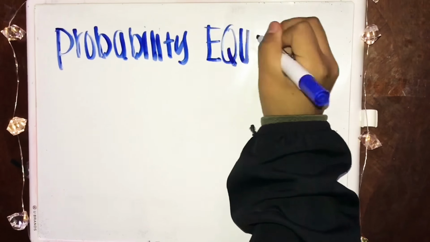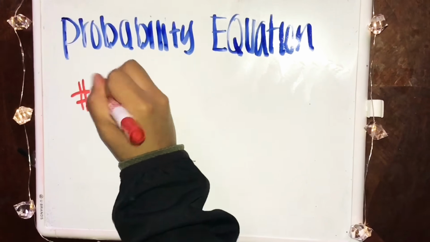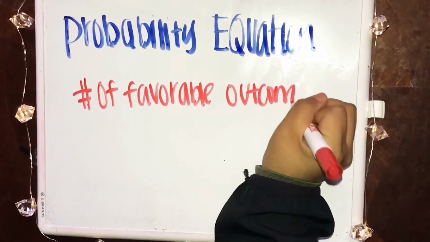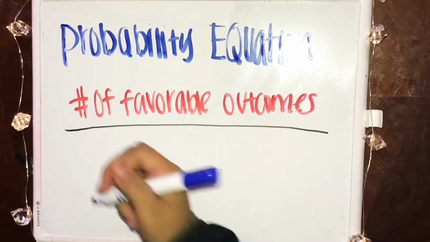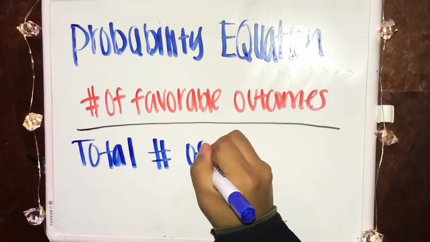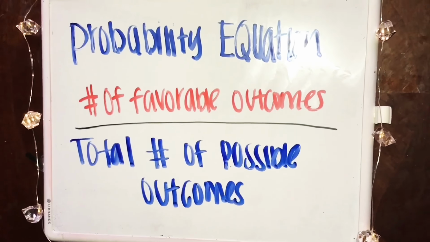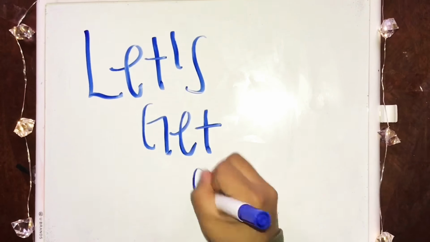Lastly is a probability equation, which is the number of favorable outcomes over the total number of possible outcomes. Now, let's get started.